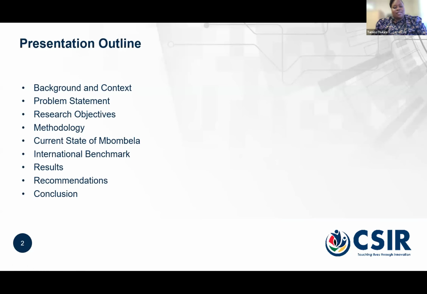The presentation outline for today will take you through the background and context. We'll also have the problem statement, the research objective, and the methodology. We'll present the current state of Mbombela city and benchmark case studies against Mbombela's readiness. And we'll present the results, recommendations, and conclusion.